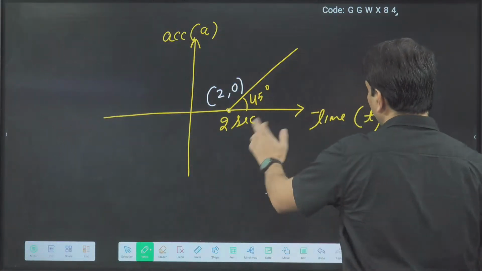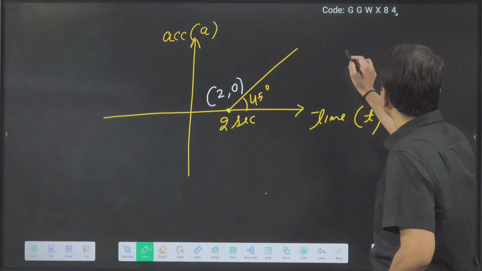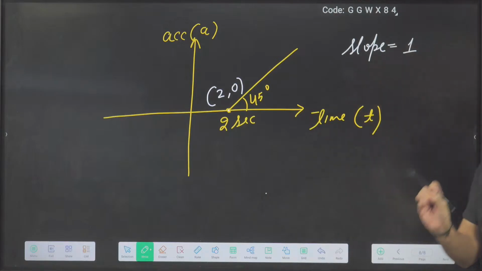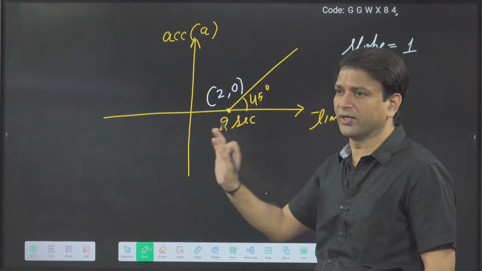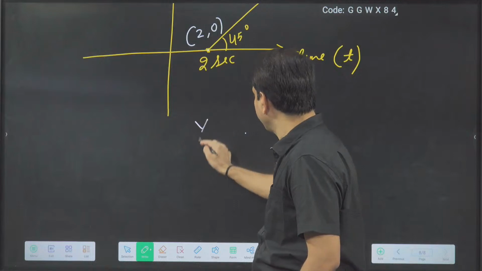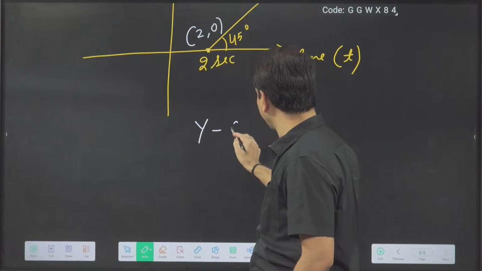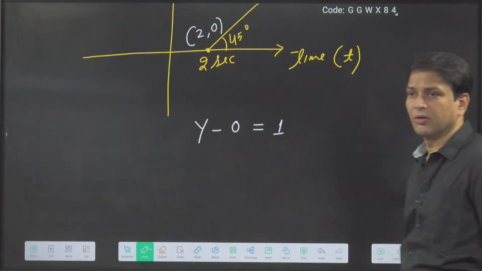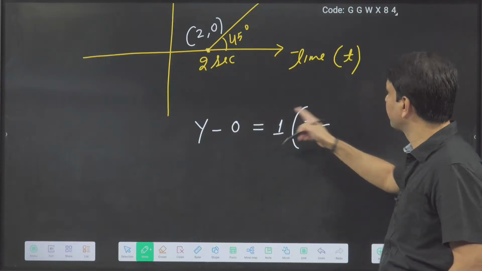So I write the point 2, 0. Now I have the point 2, 0, and the angle they gave is 45. So what is the slope? The slope is tan 45, so the slope is equal to 1. Now I have the slope and I have the point: the point is 2, 0 and the slope is 1. Now what is the equation? y minus y1, where x1, y1 is the point, and y1 is 0. So y minus y1 is equal to m times x minus x1, where the slope is 1 and x1 is 2.